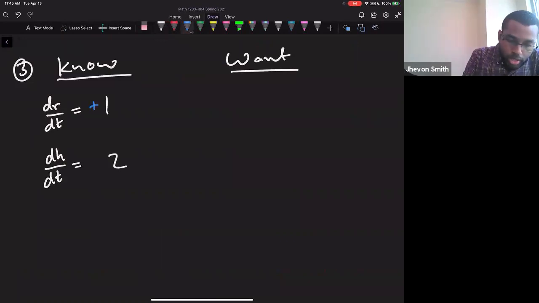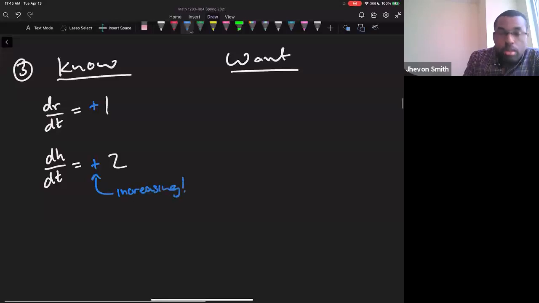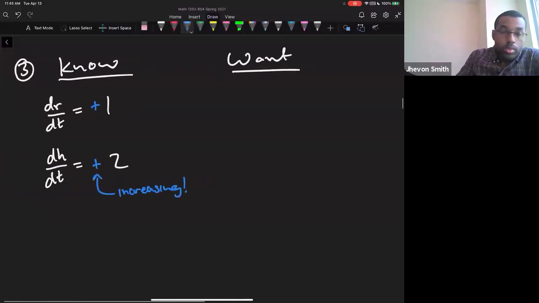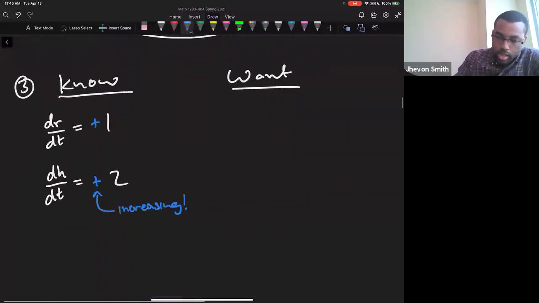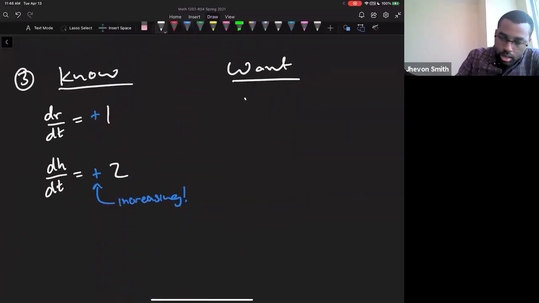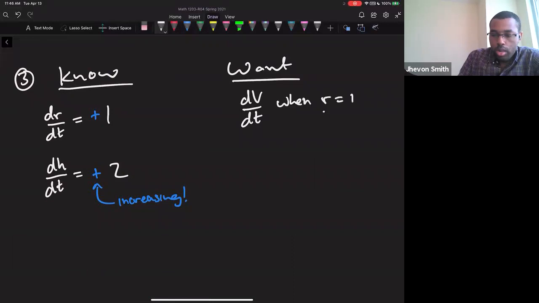Specifically, +1 and +2 because they're increasing. Okay. What do we want? At what rate is its volume changing when the radius is 1 and the height is 3? So what do we want? dV/dt. When do we want it? Now. No, we want it when r equals 1, h equals 3.